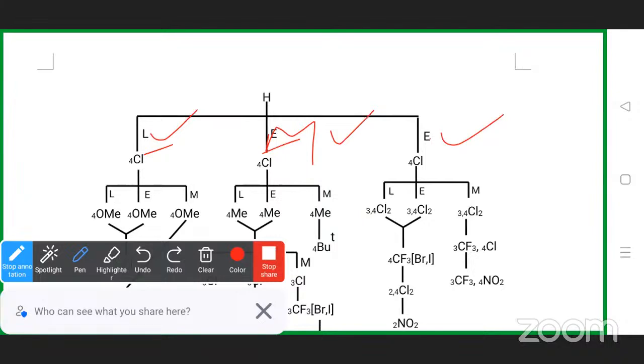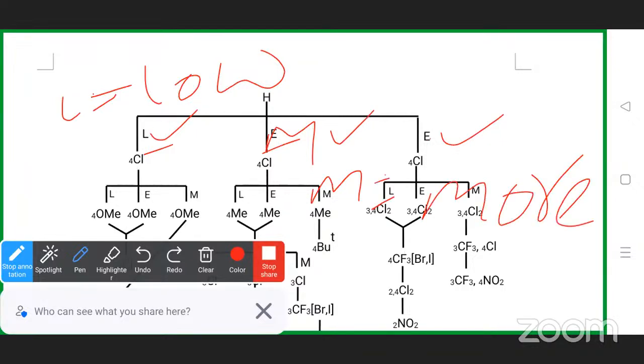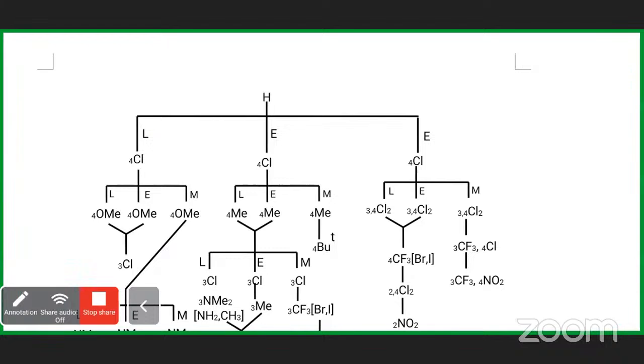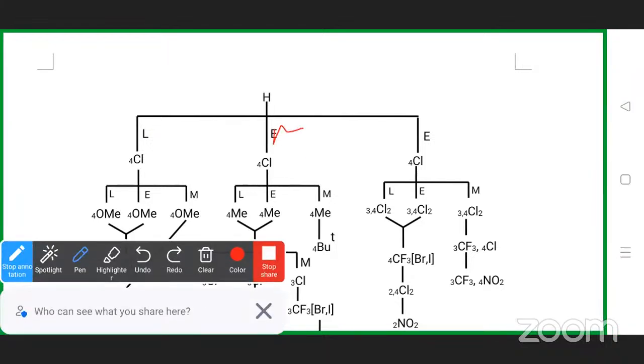L equals low, M equals more, E equals equal, meaning there is no change in the activity. Actually, this is M, not E. So this is L, this is M, this is E. When you substitute the hydrogen at the 4th position with chlorine, 4-chloro, we observe 3 things: low activity meaning less activity, more activity, and equal activity.